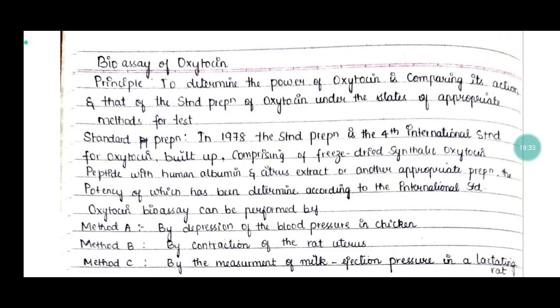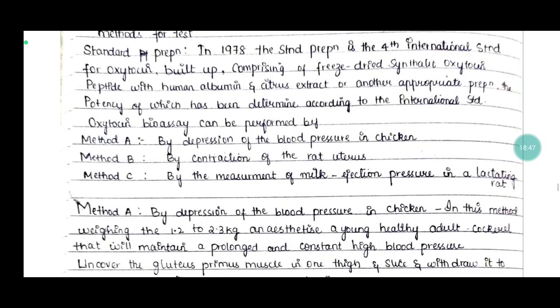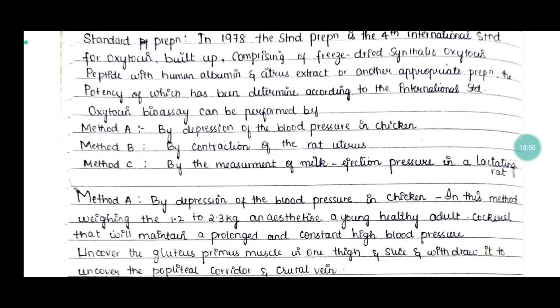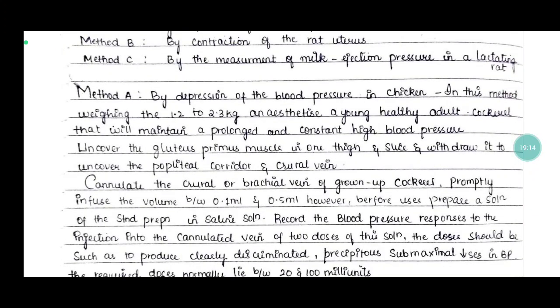So the bioassay for oxytocin: the principle is to determine the potency of oxytocin by comparing its action with that of the standard preparation of oxytocin under the stated appropriate methods for the test. So you have to prepare the standard preparation as well as the test sample. Method A is by depression of the blood pressure in the chicken. Method B is by contraction of a rat uterus. Method C is by measurement of milk ejection pressure in the lactating rat. So there are three methods which I have described here. You can easily copy.